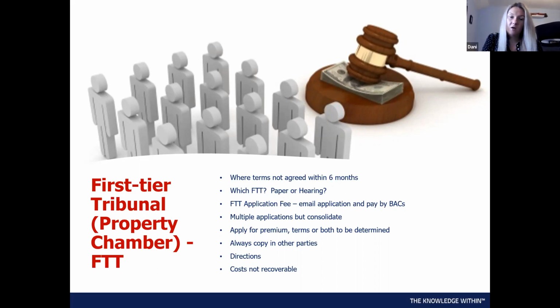And as Verity touched on as well, the costs in any tribunal proceedings can't be recovered from the other party, so each party will bear their own costs. The landlord, although they can recover their reasonable legal and valuation costs for a statutory lease extension, that doesn't include anything in the tribunal. So if a tenant makes an application to the tribunal, the landlord will pay their own costs for doing that.